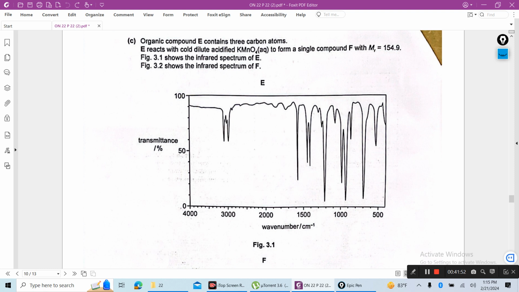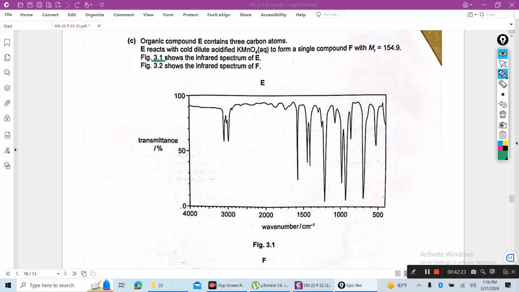Now this is from infrared spectra. Organic compound E contains 3 carbons. This information will be needed for the next question. E reacts with cold dilute KMnO4. You know cold KMnO4, a diol is formed, a dihydroxy alkane is formed, to form a single compound F with molecular mass 154.9.